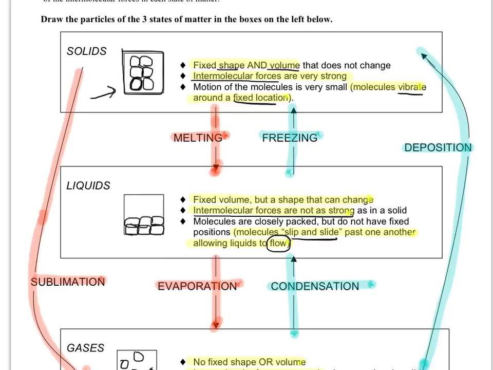Right? So with a solid, it's not going to flow. If you have an ice cube in a graduated cylinder and you go to pour it into a beaker, it's not going to flow. It's just going to sort of plop in there. But with a liquid, it's going to flow. It's going to move all together as one unit. And this is because the intermolecular forces are not quite as strong.